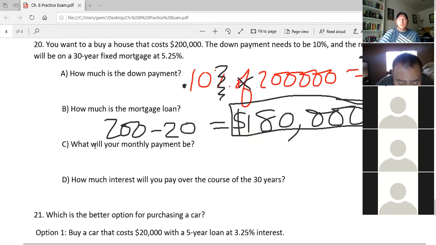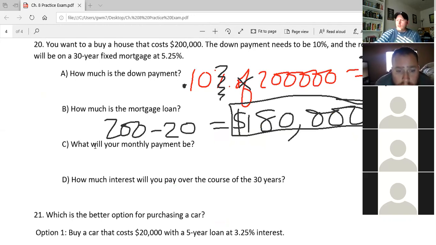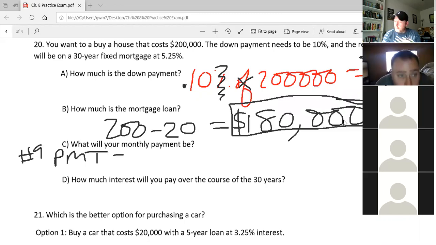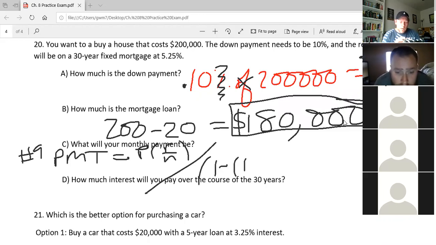What will your monthly payment be? Well, monthly payment is formula number 9. So formula number 9 says PMT, the payment, equals P times R over N, all divided by 1 minus 1 plus R over N raised to the negative NT.